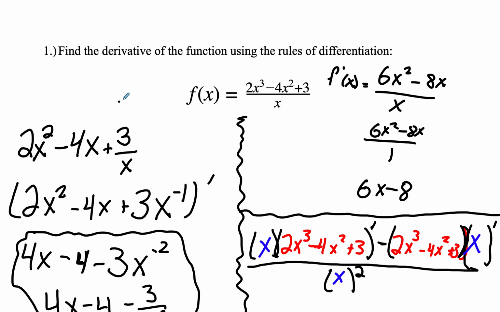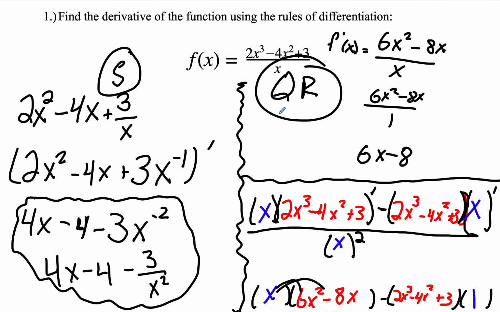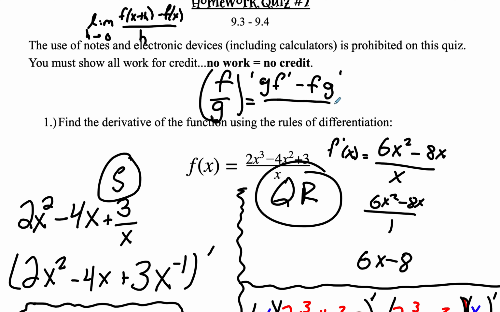So again, this is simplifying. This is using the quotient rule. Okay, and remembering the quotient rule: if you have f divided by g, the derivative of the quotient is low d high minus high d low over the bottom squared, and away you go. Okay, that's how you do it.